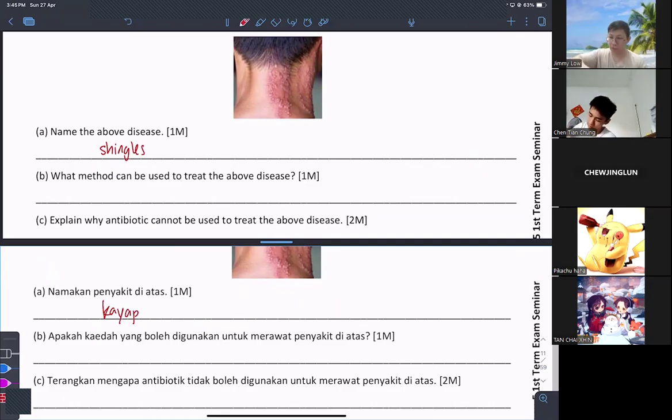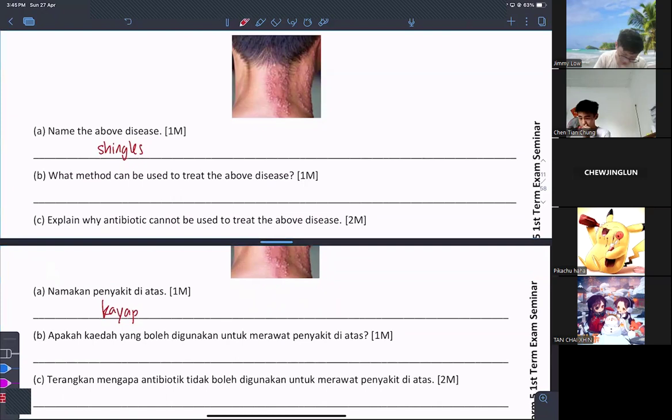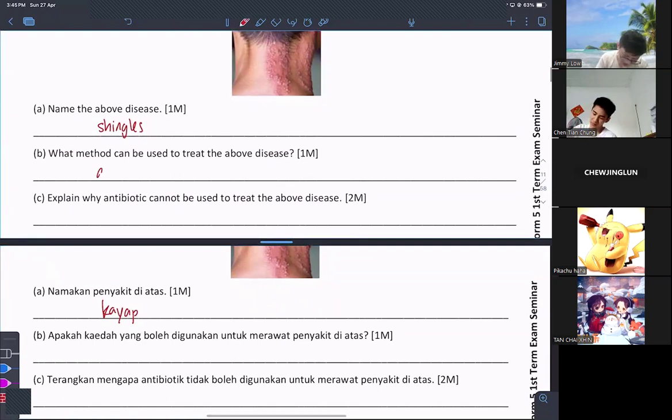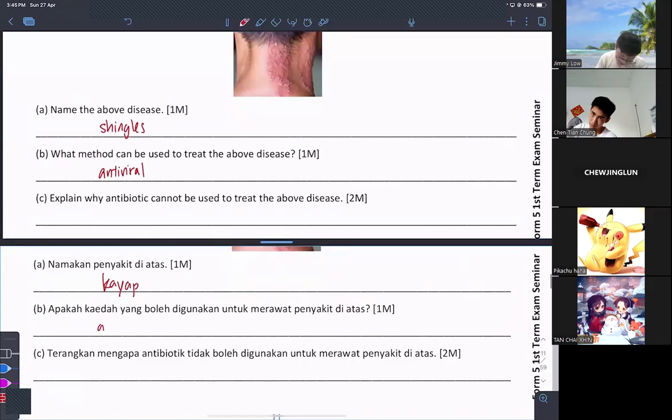So we have different medical treatments based on different causes. For bacteria, you have to say antibiotic. For fungus, you have to say antifungal. For virus, antiviral. So the method used to treat the above disease is antiviral. You don't need to say any scientific name of the antivirals. Just say antiviral, you can score the point already.